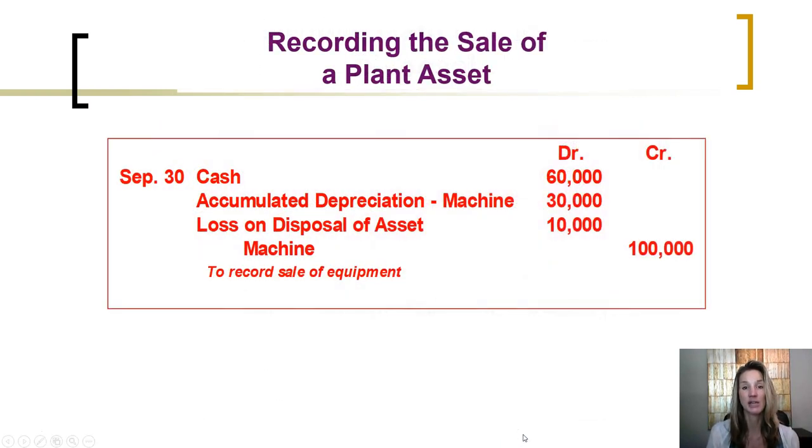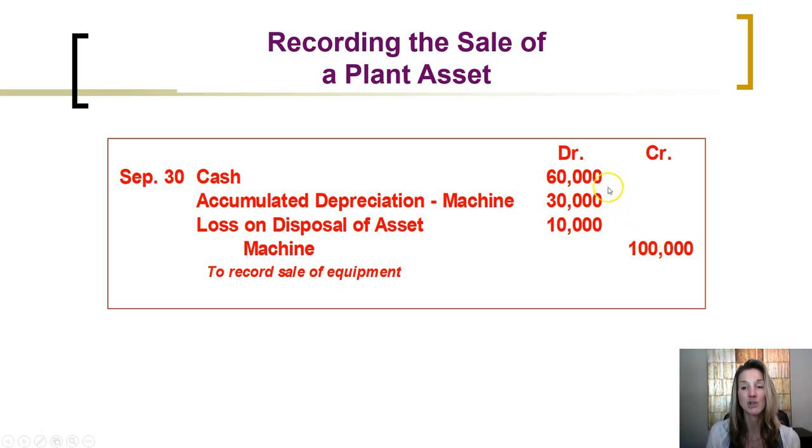The journal entry will be to debit cash for $60,000, the amount of cash received. We need to clear out the amount of accumulated depreciation from the general ledger related to this machine. Accumulated depreciation had a balance of $30,000, so to get rid of it, we debit that account. We need to clear out the $100,000 balance in the asset account, so we credit the asset to clear out the $100,000.